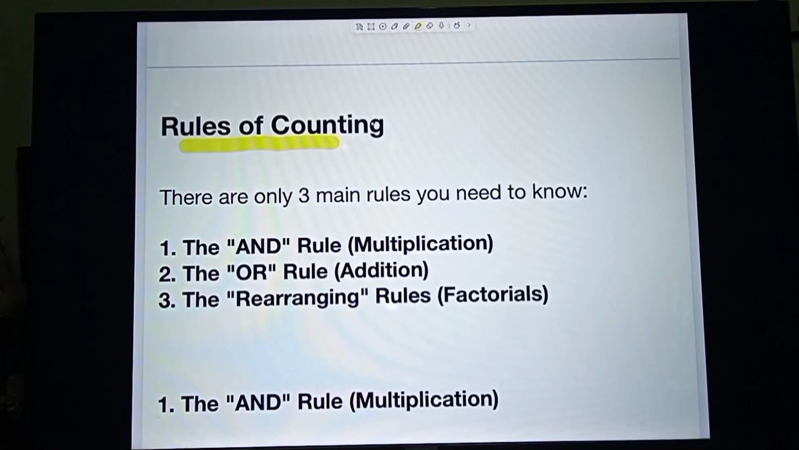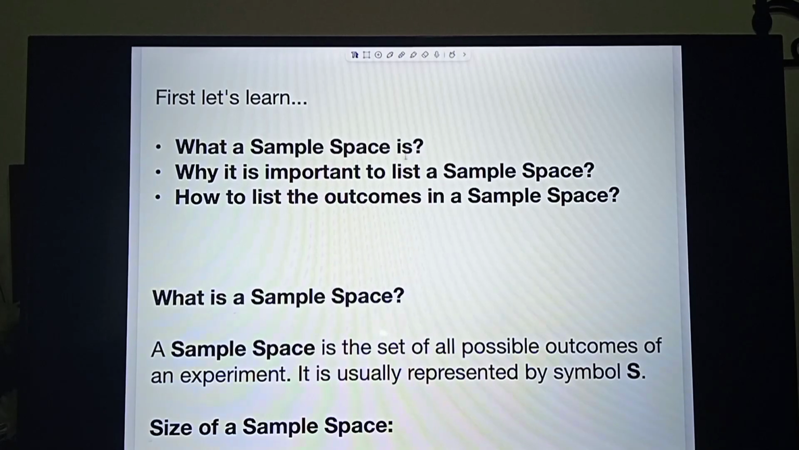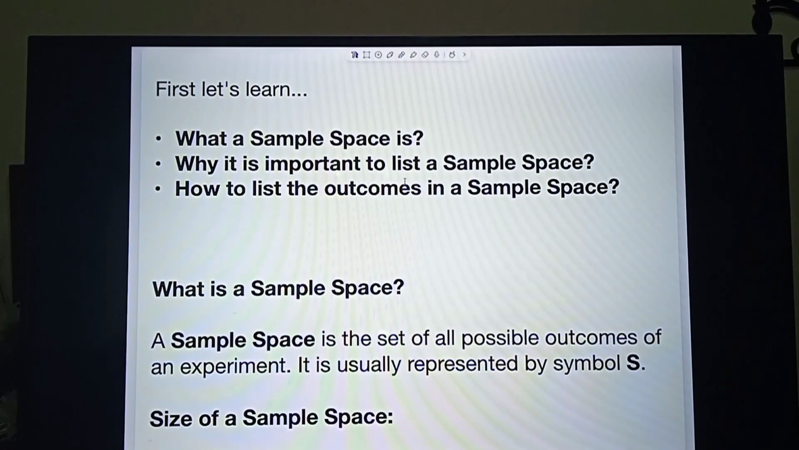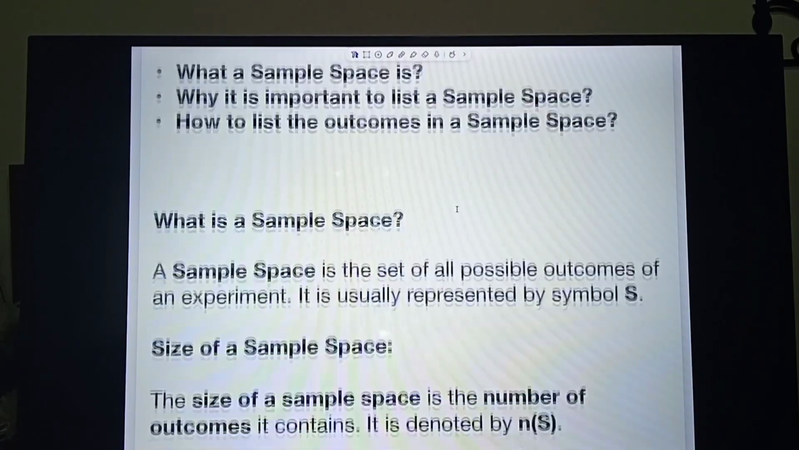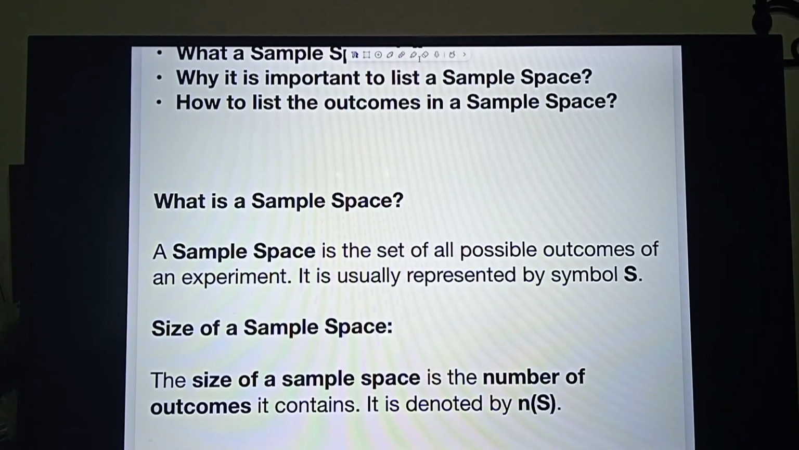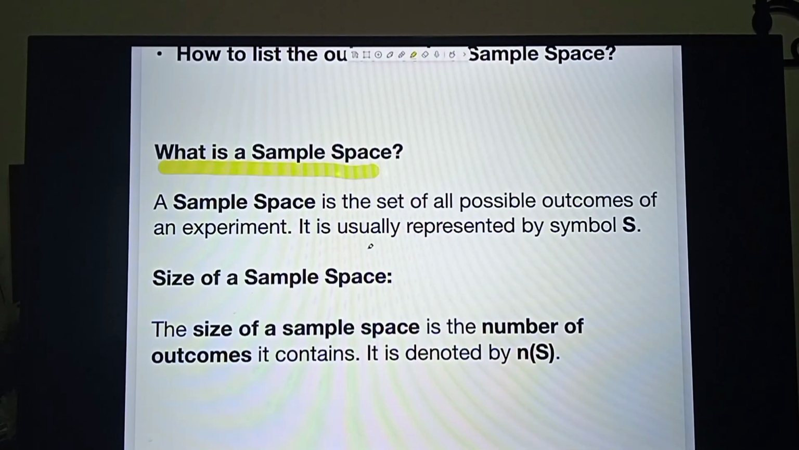So let's start. First, let's learn what a sample space is, why it is important to list a sample space, and how to list the outcomes in a sample space. So let's first discuss what a sample space is. A sample space is the set of all possible outcomes of an experiment.